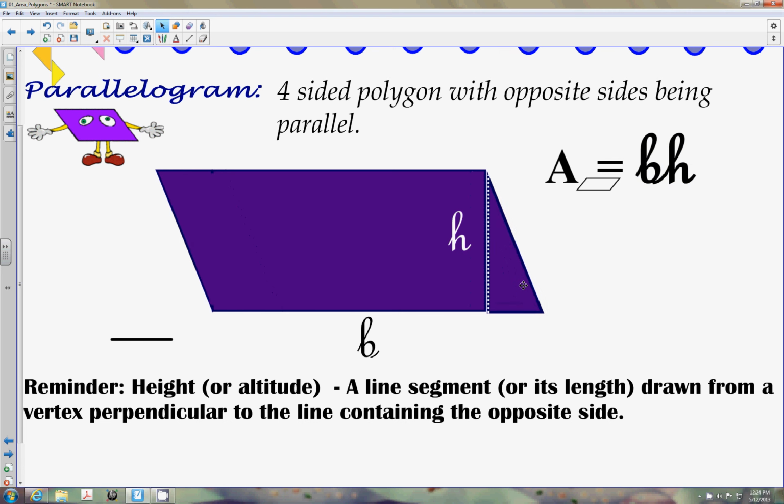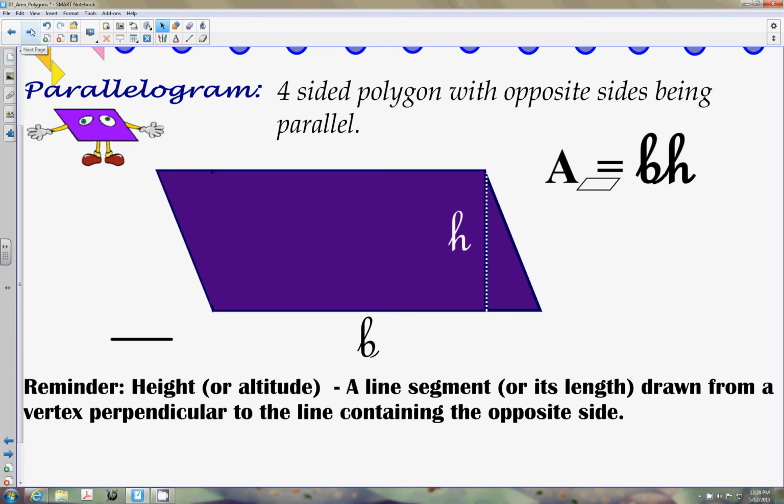The only difference is the height is going to be in a weird place. So you just have to make sure you find the proper measurement for height. It's not going to be this line segment. It's not going to be that. It's too slanted. We want to go straight up and down. So it's always going to be the straight up and down 90-degree angle with the base. Height is always 90 degrees to the base.